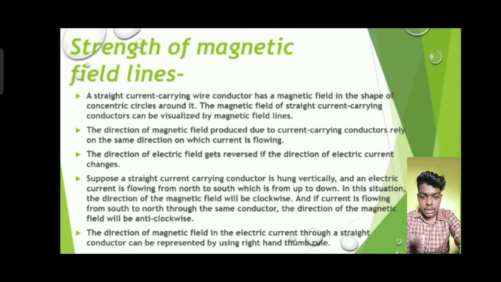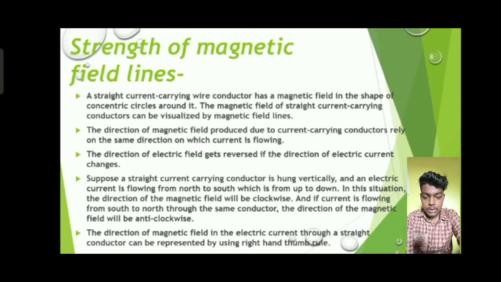Suppose a straight current carrying conductor is hung vertically and an electric current is flowing from north to south, which is from up to down. In this situation, from south to north through the same conductor, the direction of the magnetic field will be anti-clockwise. The direction of magnetic field due to electric current through a straight conductor can be represented by using the right hand thumb rule.